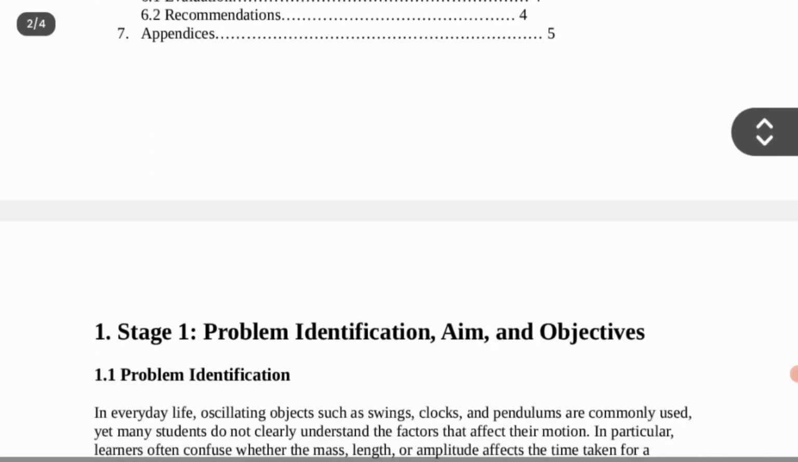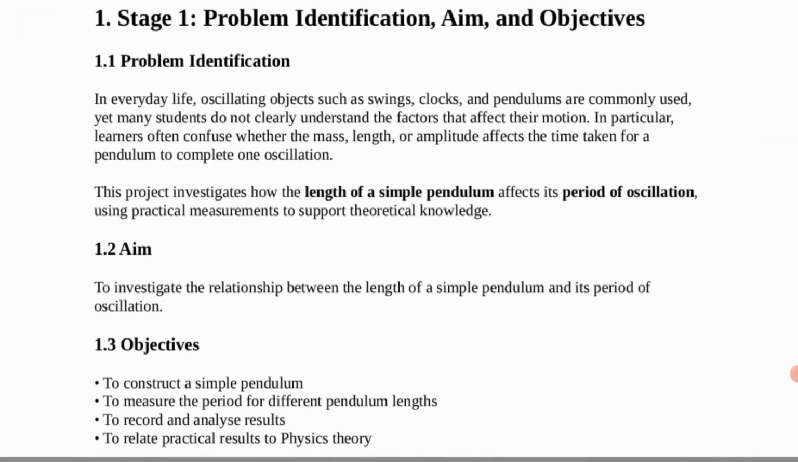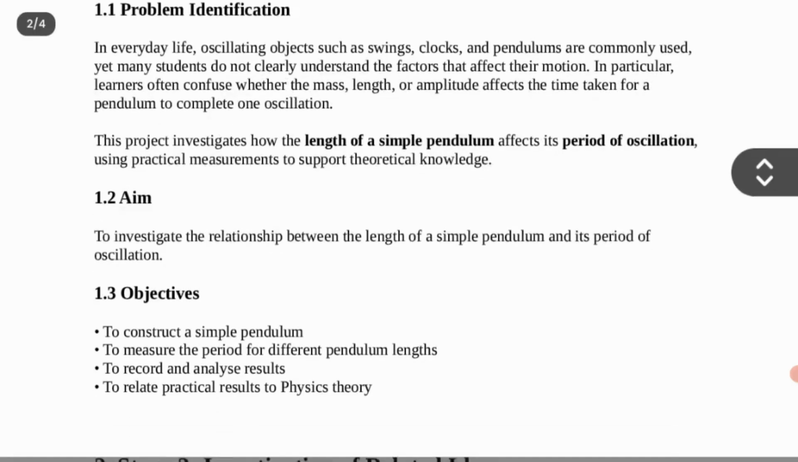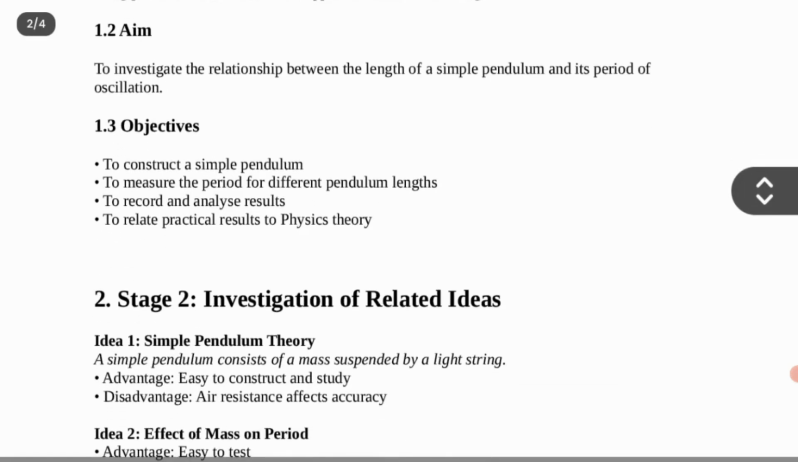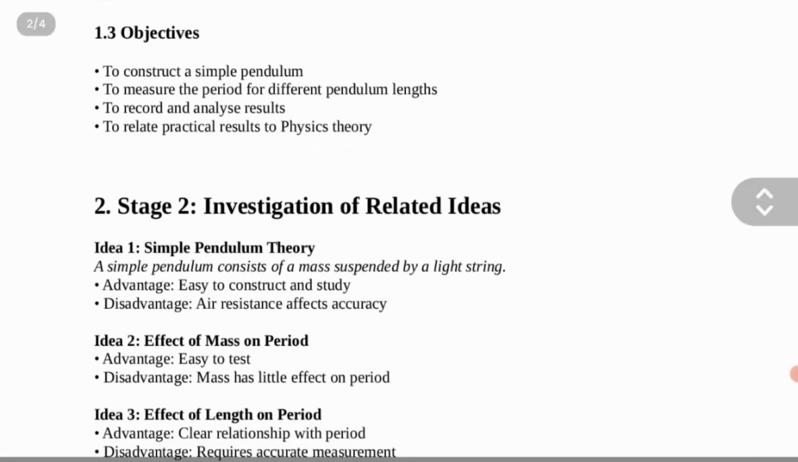The problem identified in this project was the confusion about whether mass, length, or amplitude affects the period of a pendulum. This investigation focused on the effect of length. The aim of the project was to investigate how changing the length of a simple pendulum affects its period. The objectives included constructing a pendulum, measuring the time for oscillations, recording results, and relating the findings to physics theory.